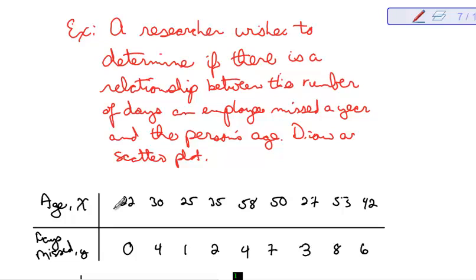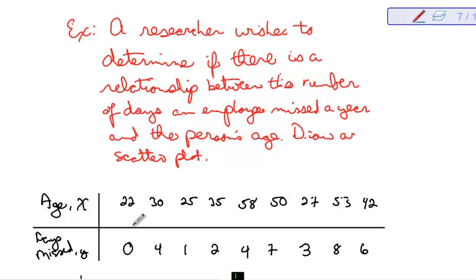So we have the data here that shows the number of days a 22-year-old missed. They missed 0. A 30-year-old missed 4 days on the year. A 25-year-old missed 1 day. A 35-year-old missed 2 days, and so forth. And so we have these items given to us. Our top row, our age, is going to be our X values, and our bottom row, the days missed, will be our Y values.